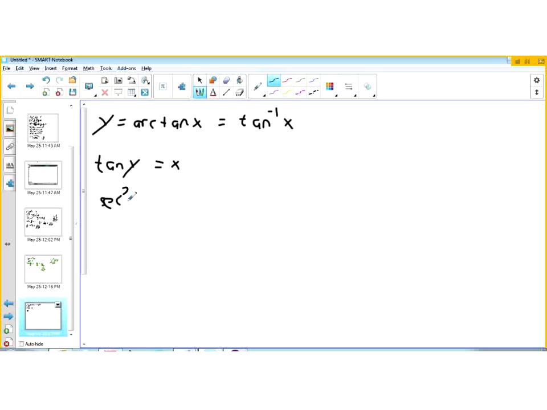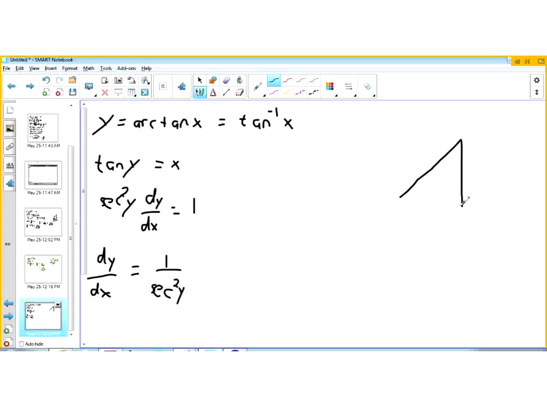So we have secant squared of y times dy over dx is equal to 1. Solve for dy over dx. dy over dx is equal to 1 over secant squared y. Okay, and so now we have to replace secant squared y with its expression in x. So we'll use the principle of right triangles from your trig.